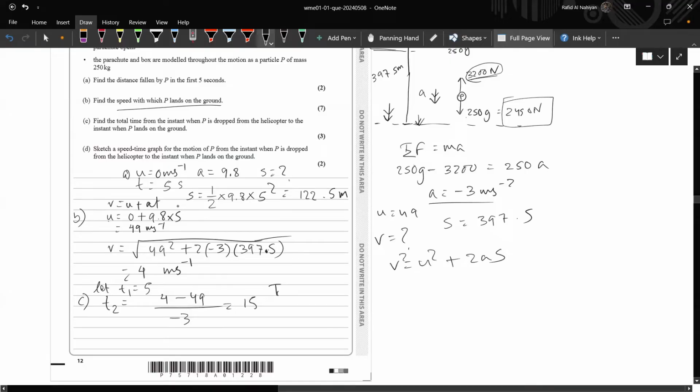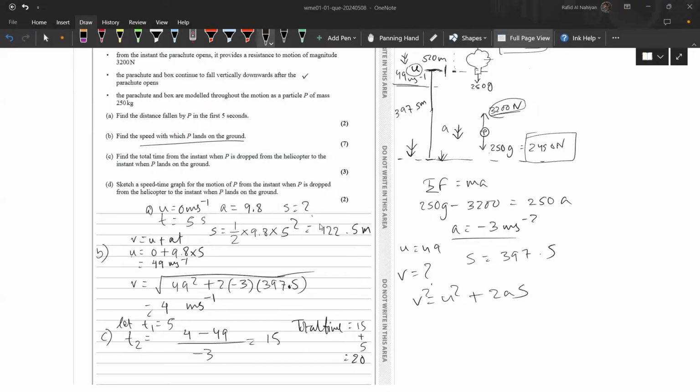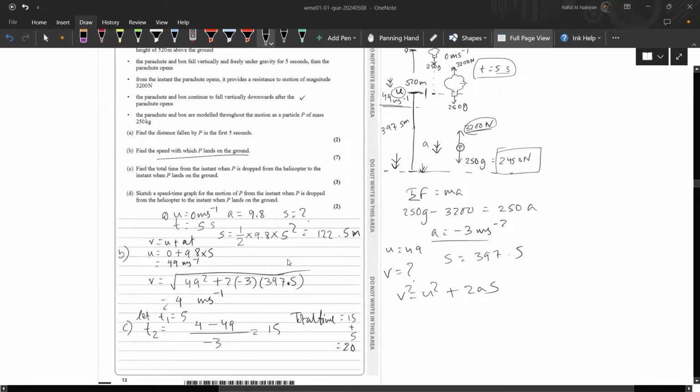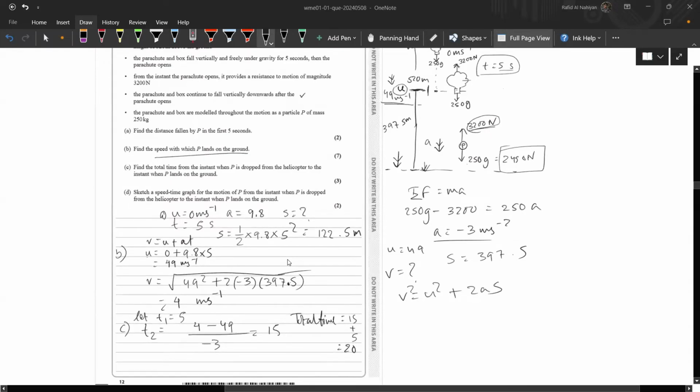So total time is going to be 15 plus 5, which is 20. So next they are asking us to sketch a speed time graph for the motion of P from the instant when P is dropped from the helicopter to the instant when P lands on the ground.